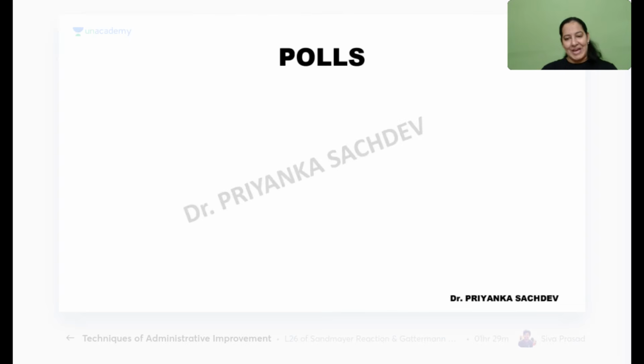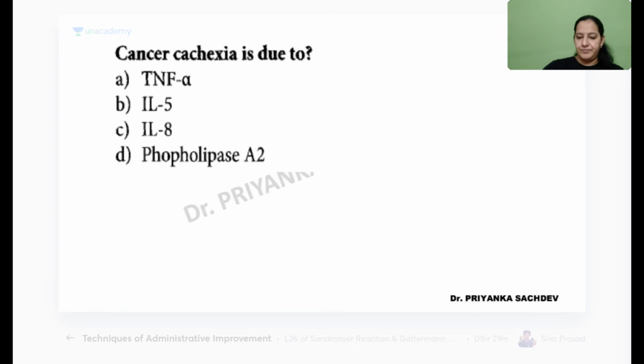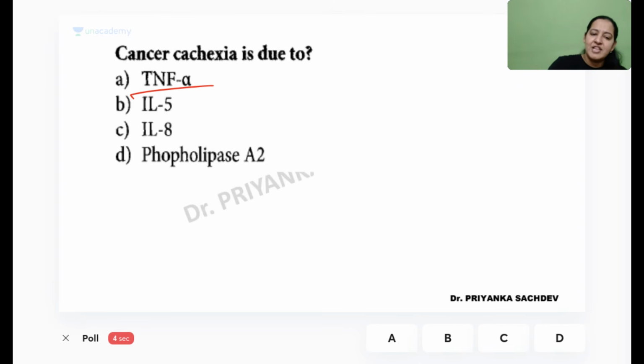Okay, so you will get only 15 seconds for one question. This is the first question in front of you, based on clinical features of tumors. Please be fast, as well as accurate. Don't rush. Cancer cachexia is due to which cytokine? The options are TNF alpha, interleukin 5, interleukin 8, and phospholipase A2.